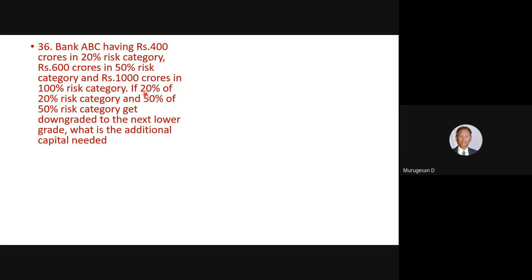Next, you see, they are putting a twist. If 20% of the 20% risk category and 50% of the 50% risk category get downgraded to the next lower level, what is the additional capital? It's a beautiful question. How to do it? Simple. First, you calculate before degradation or migration. Sometimes they will use the word downgrading, or they will say it gets migrated to the next lower grade.